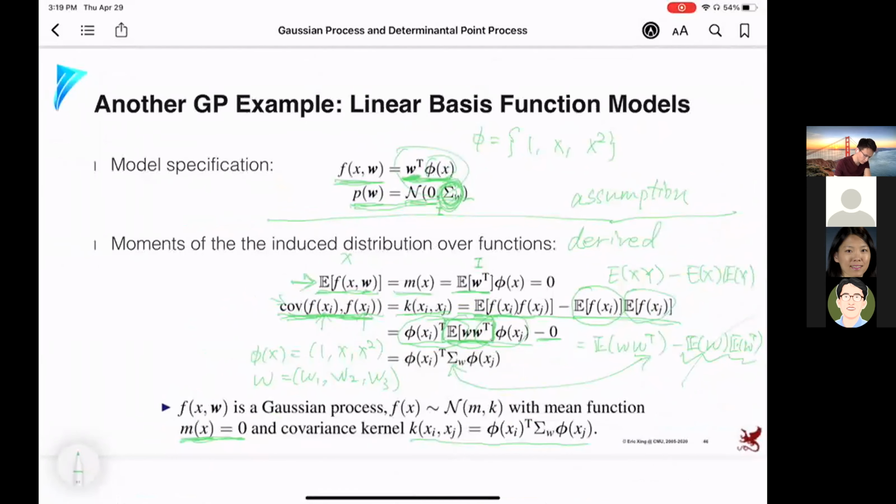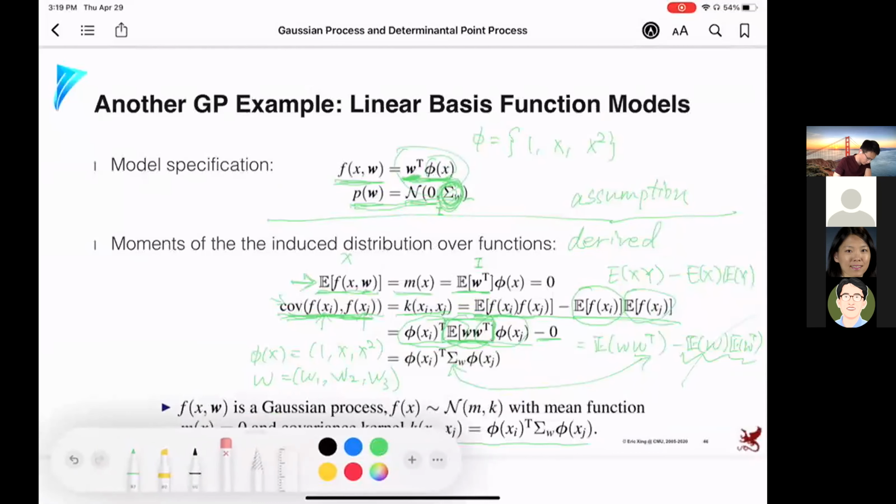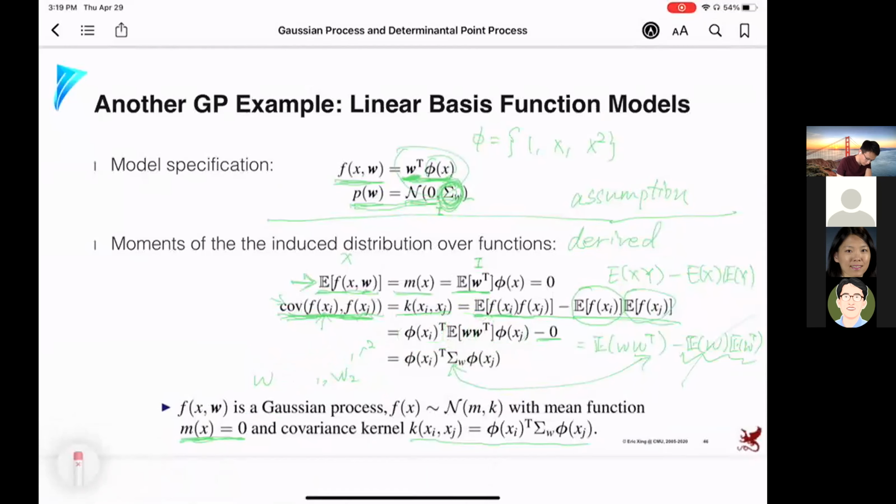Okay, maybe I just, it's a bit messy, so I will just get rid of this first.